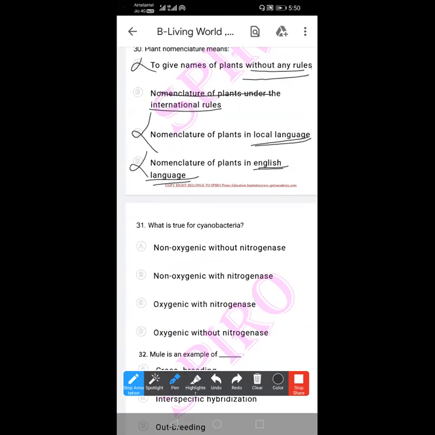So here the nomenclature of plants is under the international rules. Yes, according to the rules of ICBN, International Code for Botanical Nomenclature. So the correct option here is that we can name the plants based upon the international rules given by ICBN. So the correct option here is option B.